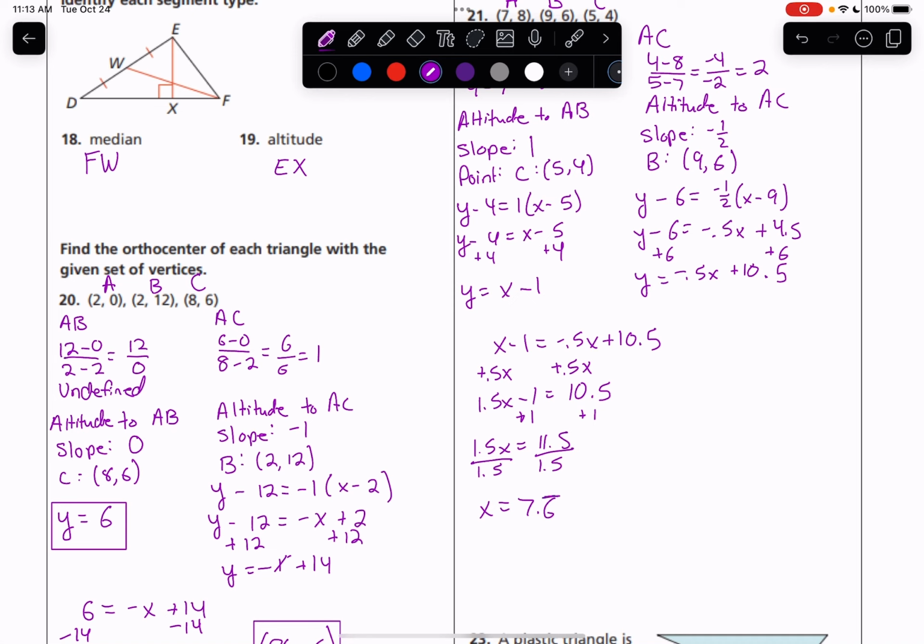And then we can plug in for y. So y equals x minus 1. y equals 7.6 repeating minus 1. So y equals 6.6 repeating. So my answer would be (7.6 repeating, 6.6 repeating). And there you go.